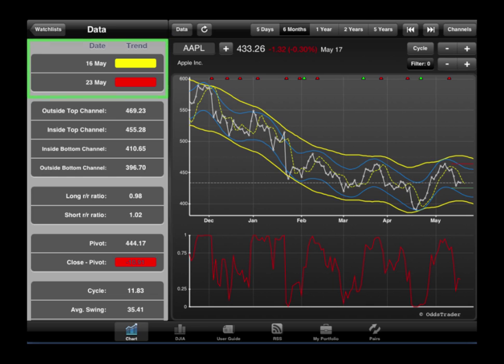On top of the data section, next to the dates, you'll notice the color-coded trend indicator showing the trend direction now and a defined time period in the future, depending on which time frame you have chosen. The next section shows the exact values of the channels and pivot line from the Chart tab.